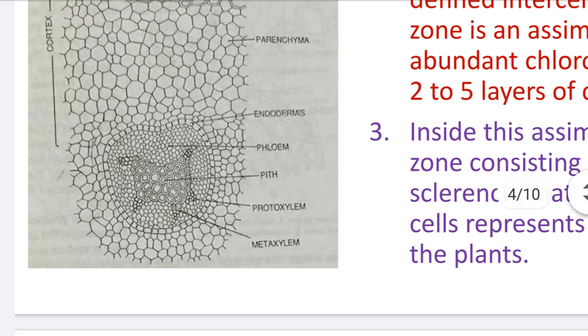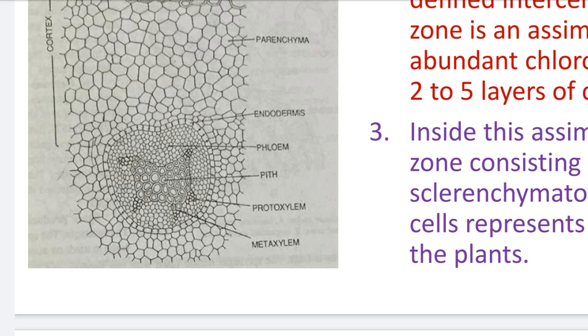Okay, and inside the parenchymatous cortex there is a stellar region. The stellar region is always made by the stellar tissue. Stellar tissue means vascular tissue. Now there is an endodermis. Endodermis is nothing but the barrier between the external non-stellar region and the inner stellar region, and this endodermis separates the outer region from the inner region. Okay, so this is the structural barrier between inner and outer region, and that endodermis is single layered.